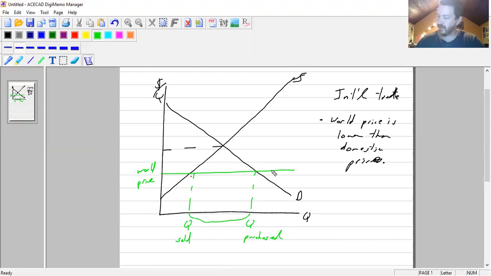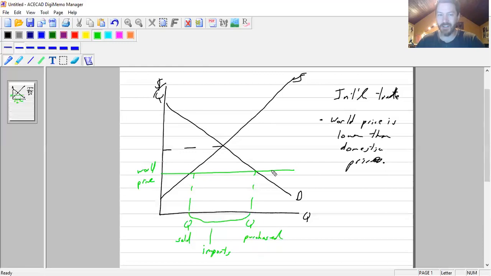This difference, right, here's how much these firms are selling on the global marketplace. Here's how much people are buying on the global marketplace. The difference has to be, you guessed it, imports. That's the difference between what we're buying and what we're selling. The difference has to come from overseas markets. The difference is imports. And of course, again, the same logic before applies.